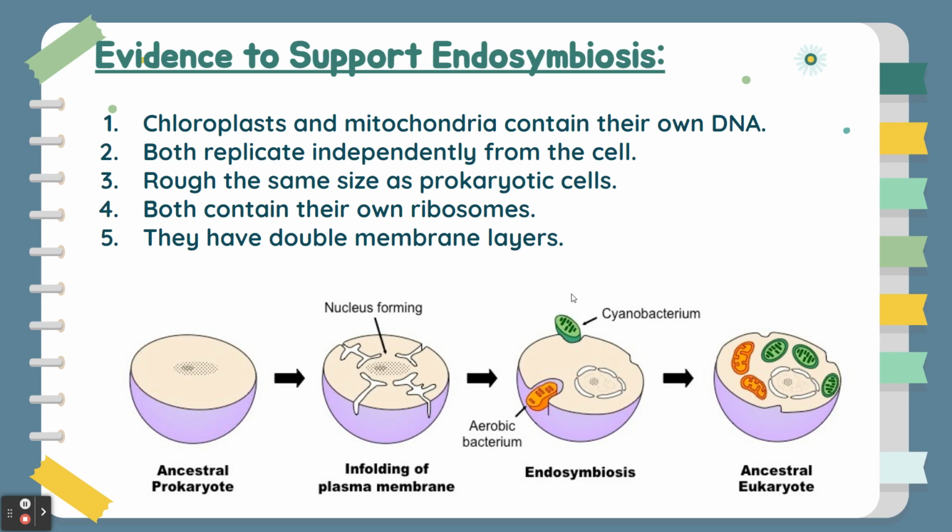So to summarize, endosymbiotic theory suggests that organelles, such as the mitochondria and chloroplast, were once simple prokaryotic cells that were engulfed into larger prokaryotic cells, creating eukaryotic cells. Because the relationship was mutually beneficial, the prokaryotes evolved together, and that led to the creation of complex eukaryotic cells.